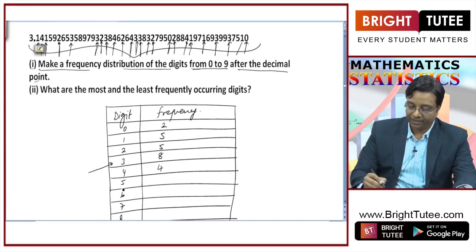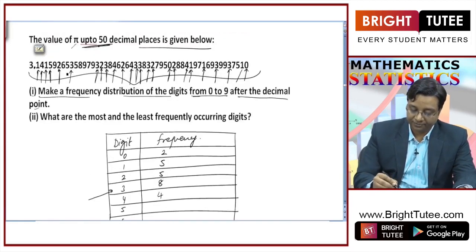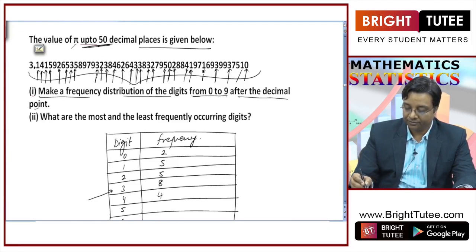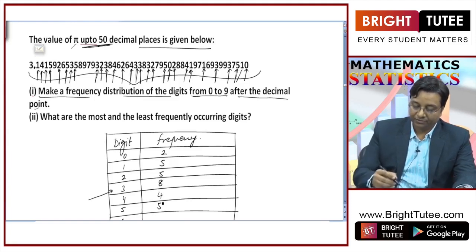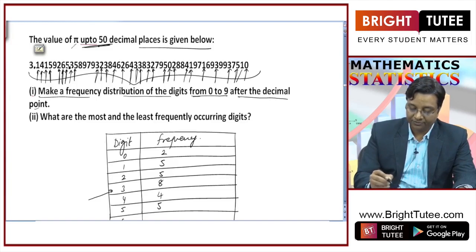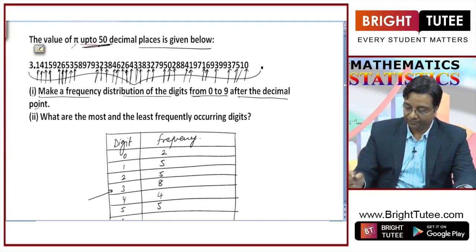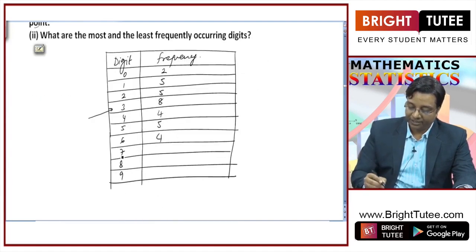4 appeared 4 times. What about 5? 1, 2, 3, 4, 5. 5 appeared 5 times. Now what about 6? 1, 2, 3, 4. 6 came 4 times.